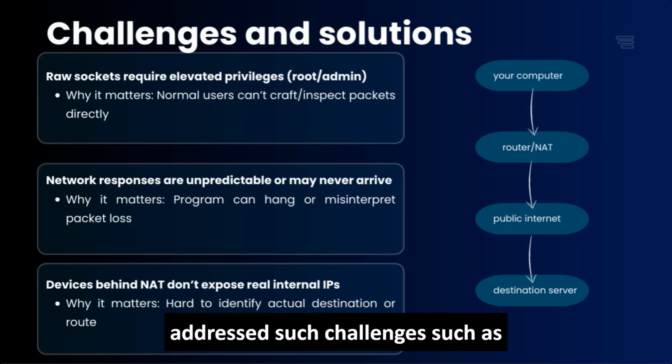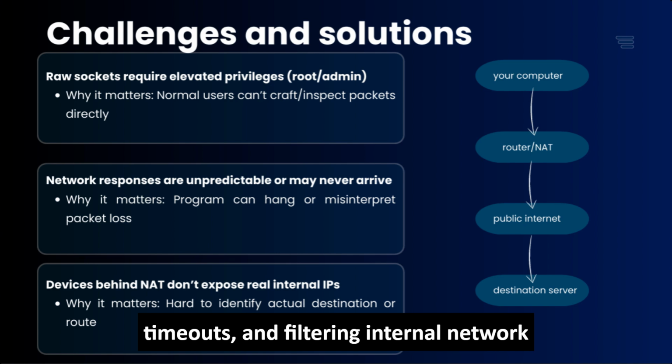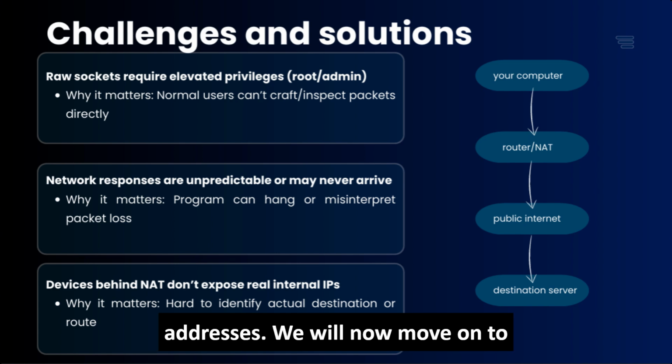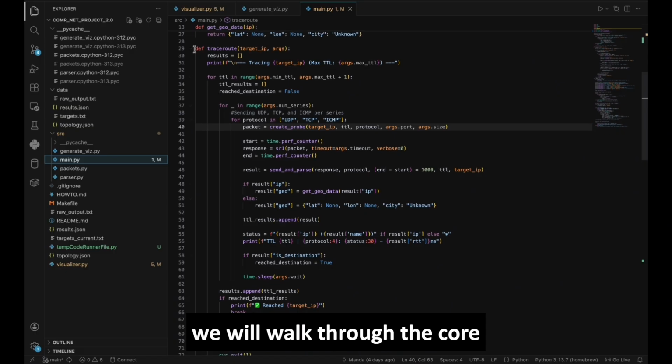Finally, we addressed challenges such as requiring root permissions for raw sockets, handling packet loss through timeouts, and filtering internal network addresses. We will now move on to the implementation details. Now we will walk through the core implementation.